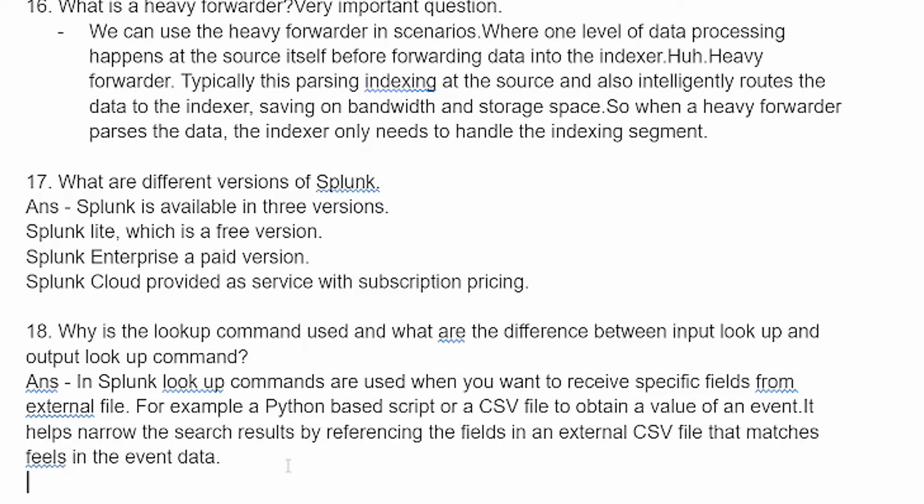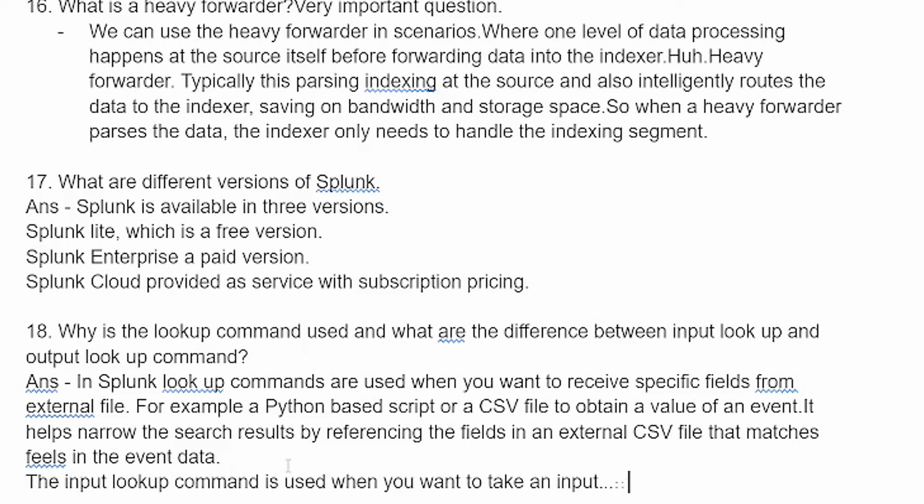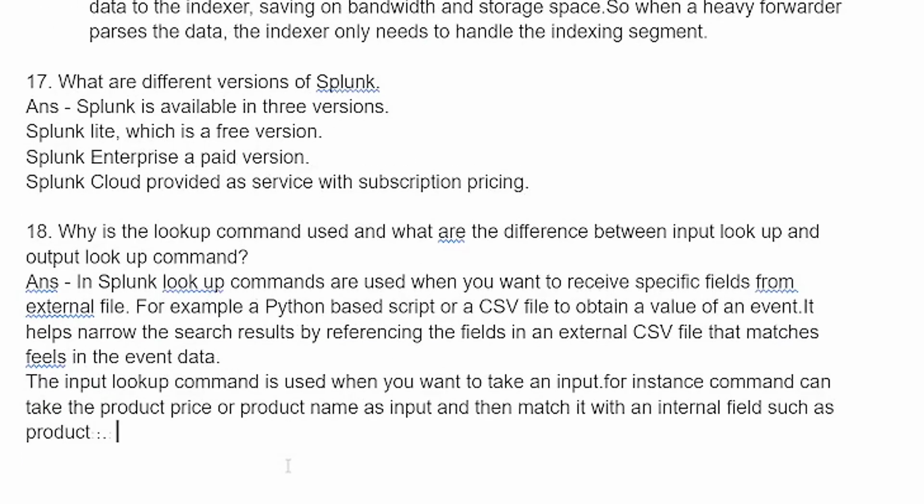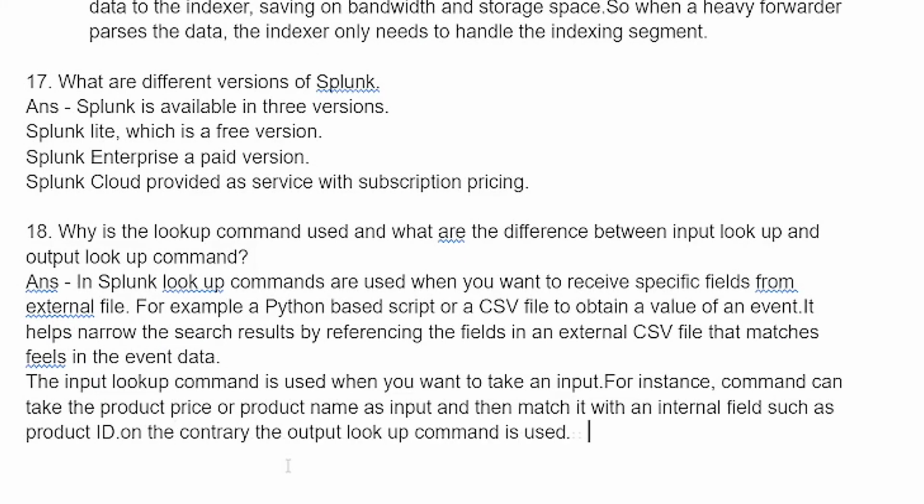The input lookup command is used when you want to take an input. For instance, the command can take the product price or product name as input and then match it with an internal field such as product ID. On the contrary, the output lookup command is used to produce an output from an existing field list.